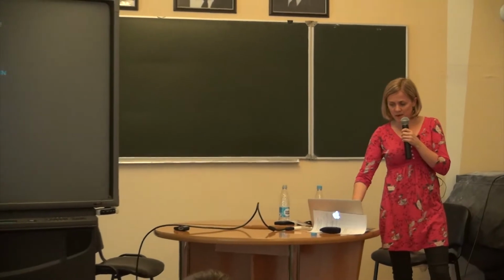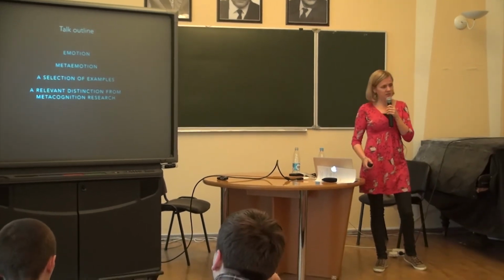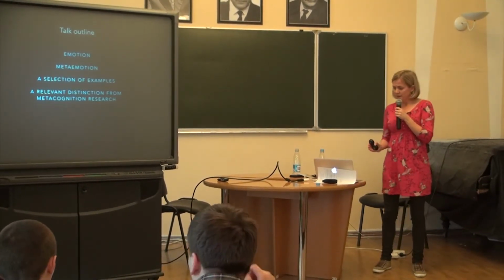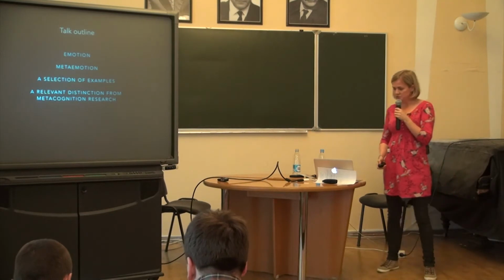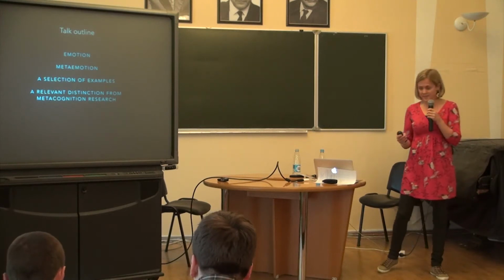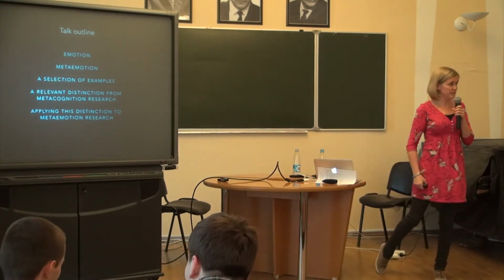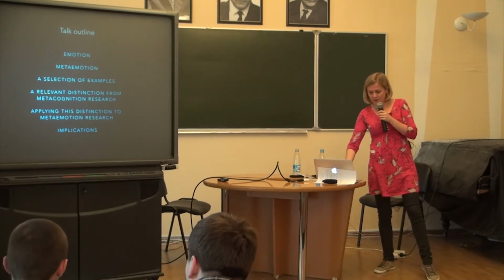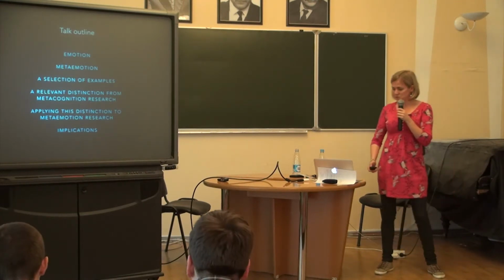I'm first going to say a few words about emotions. I'm then going to go into the concept of meta-emotion, and I'm going to give some examples of how meta-emotion has been studied in different areas of psychology. I'm then going to turn to metacognition. I'm going to present a distinction which has been made within metacognition research, which is a more established research area, which I think many of you are highly familiar with. Then I'm going to see whether we can apply this distinction to meta-emotion research. And finally, I'm going to highlight a couple of implications for the study of meta-emotion. So this is what I'll be talking about.